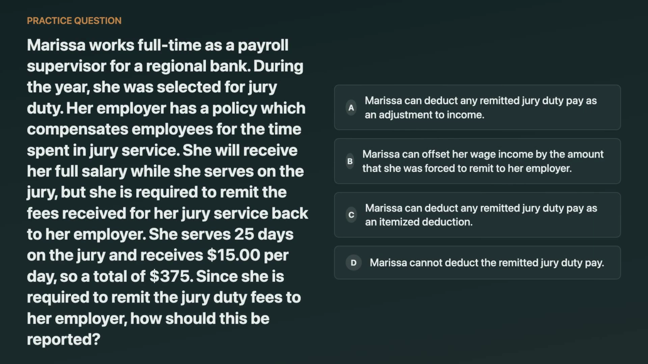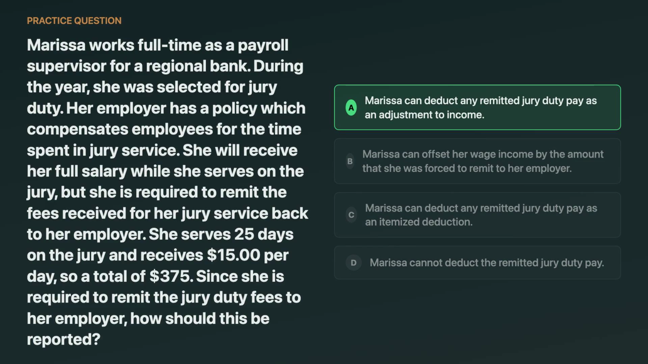Marissa is paid her full salary while on jury duty, but her employer requires her to turn over the jury duty fees to the employer. She receives $375 of jury duty pay and remits it back. How should this be reported? The options include an adjustment to income, offsetting wages, an itemized deduction, or no deduction. Think about it.